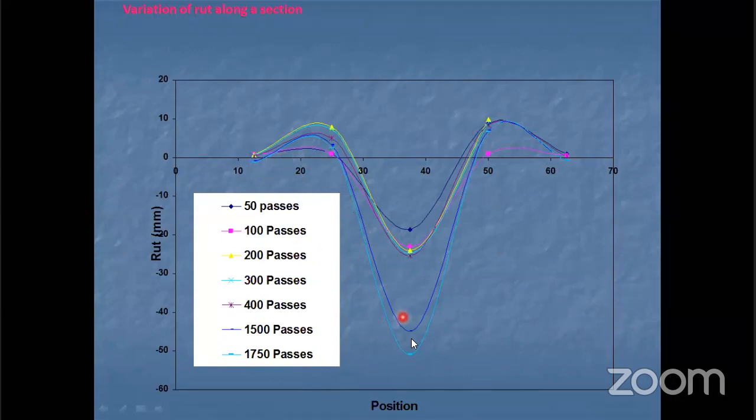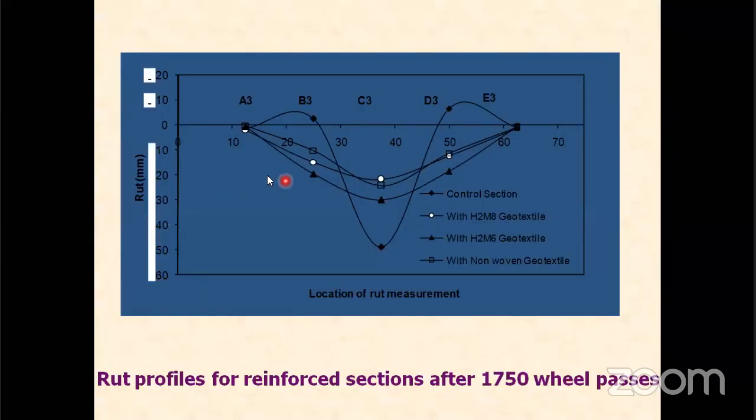So the last one is at 1750 passes, the rut formed. You can see the difference between 1500 passes and 1750 passes. That means at this stage, the soil is about to fail. So this is the transverse variation of rut during the traffic.